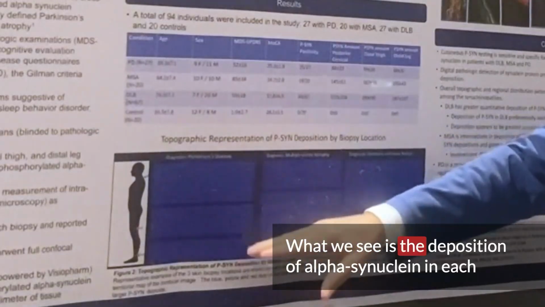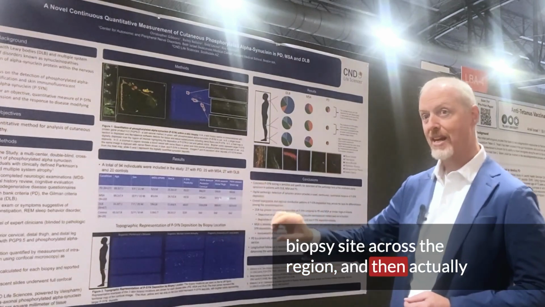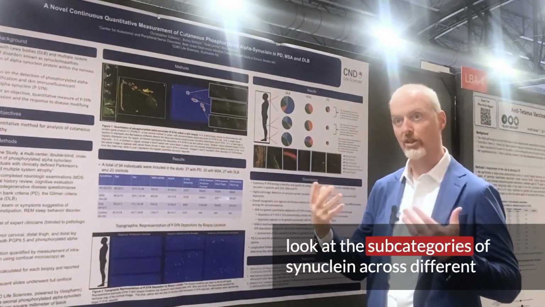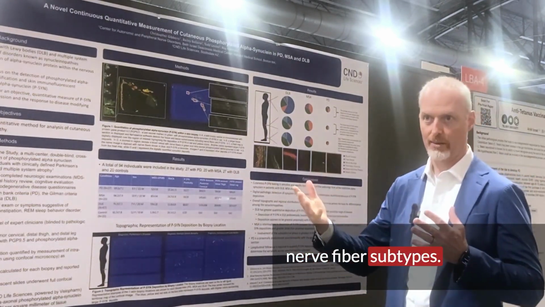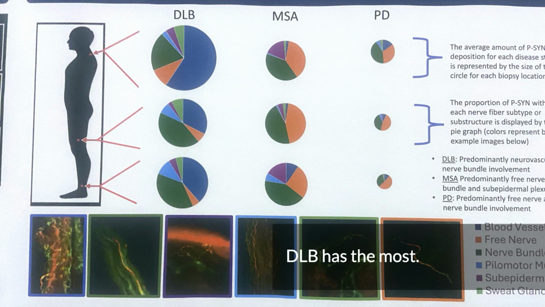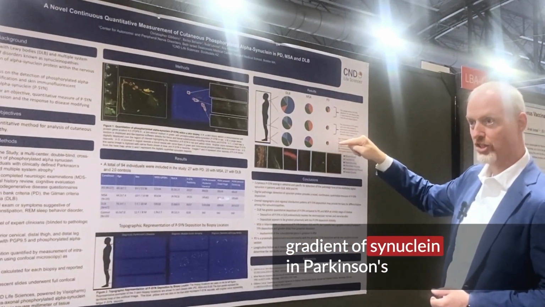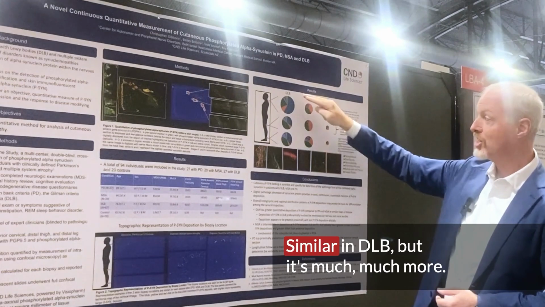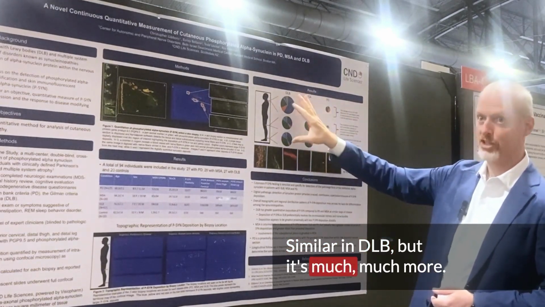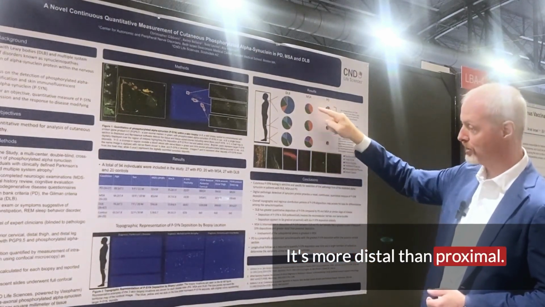What we see is the deposition of alpha-synuclein in each biopsy site across the region, and then actually look at the subcategories of synuclein across different neurofiber subtypes. So there are different amounts of synuclein in these different diseases. DLB has the most. MSA is sort of intermediate, and Parkinson's has the least. So if we look, there's a proximal to distal gradient of synuclein in Parkinson's disease. Similar in DLB, but it's much, much more. MSA is almost the reverse. There's more distal than proximal.